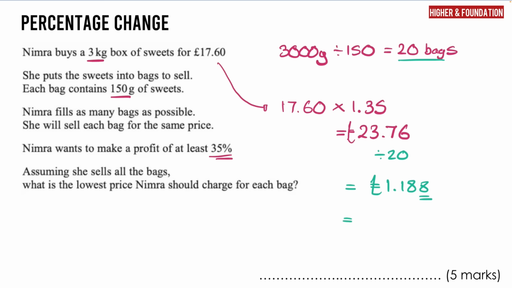So we are going to have to round this up. She's going to have to sell them for £1.19, which is the smallest amount that she can actually sell them for, and £1.19 times 20 would give her £23.80, and she'll make that 35% profit, just over, but she makes at least 35%. So there we go, £1.19, and that was looking at a percentage change there.